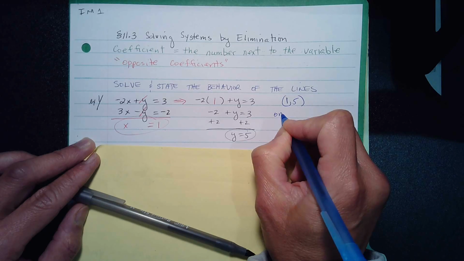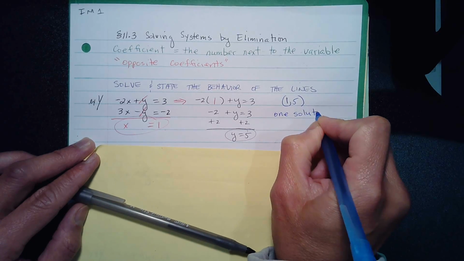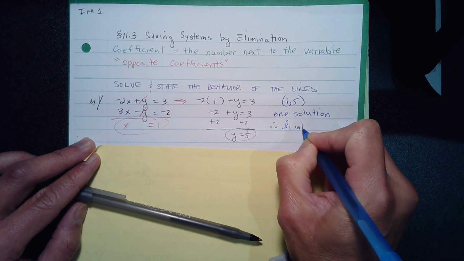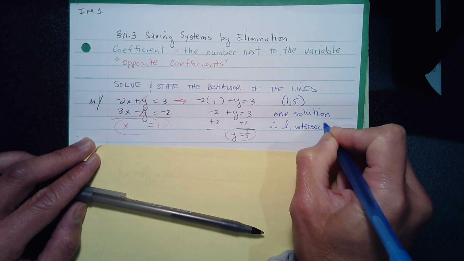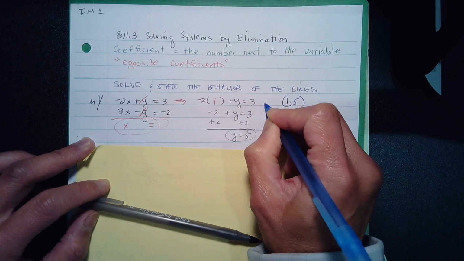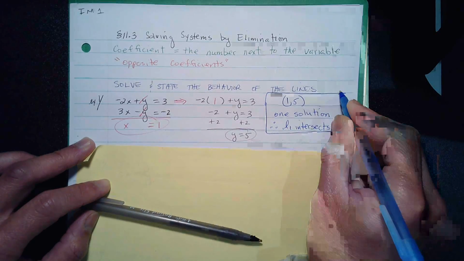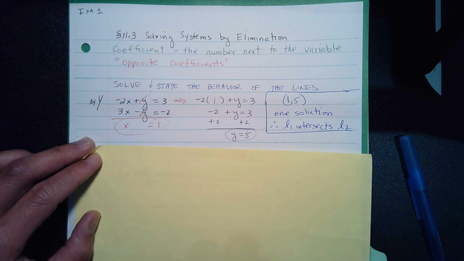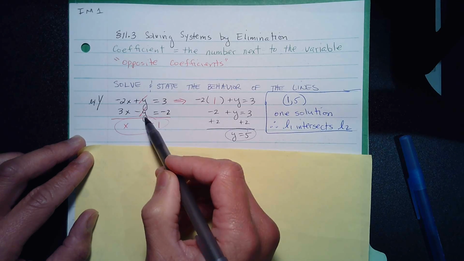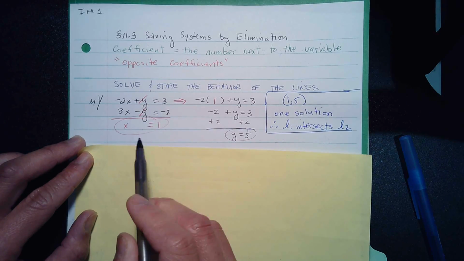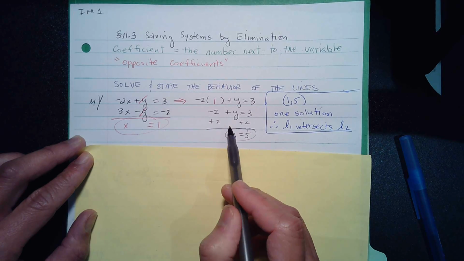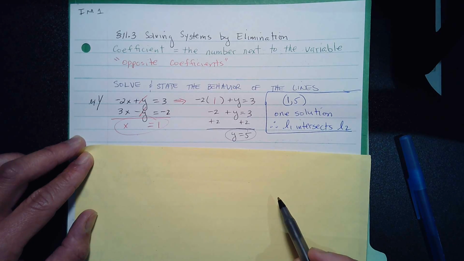So that means there is one solution. Therefore, L1 intersects line 2. Intersect means to cross. That is your complete answer. And again, this is called the elimination method, because we eliminate one of the variables. x equals 1. Substitute 1 wherever you see an x in this equation. Solve for y, so there's our solution.